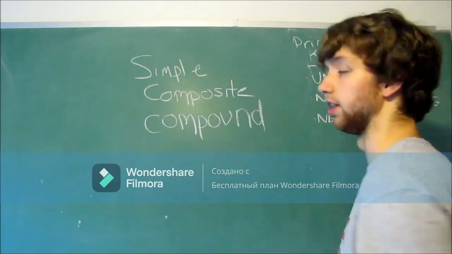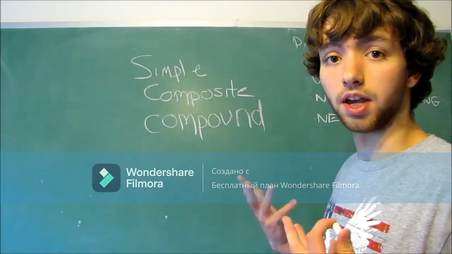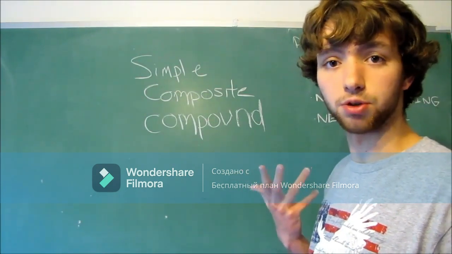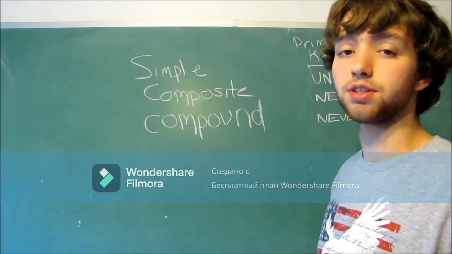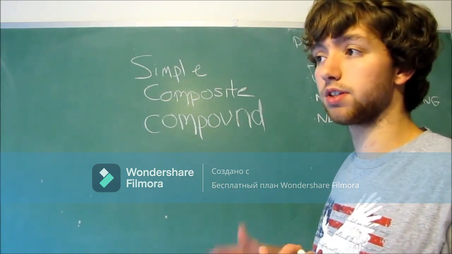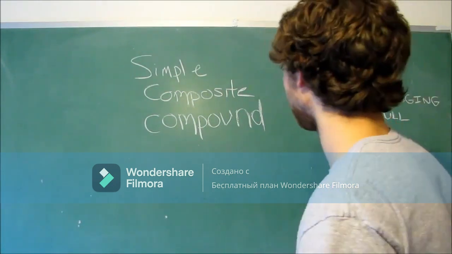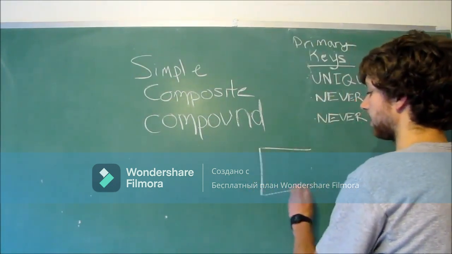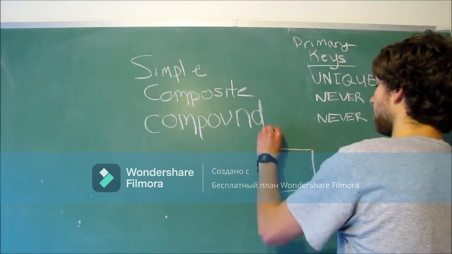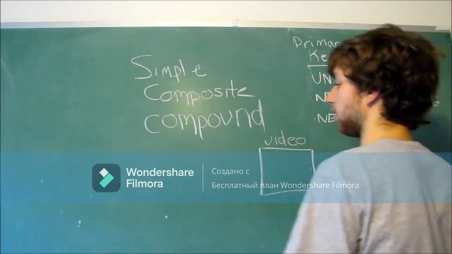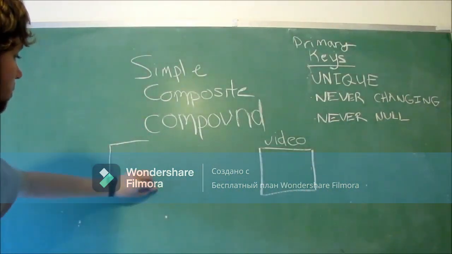A compound key is basically a key that has multiple columns and they're all keys themselves. The most common example of this is for intermediary tables. So think about it like this. If we have a table used to store information about videos, we could say it's a video table. We could also have another table over here. We could have a user table.